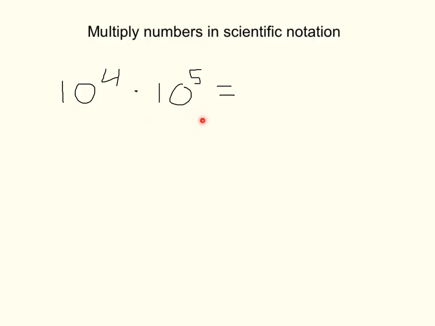Well, we have to remember our rule for multiplying numbers with exponents is that we keep that same base and we add the exponents. So our problem really is 10 to the power of 4 plus 5. When we add that together, our final answer is 10 to the 9th power.